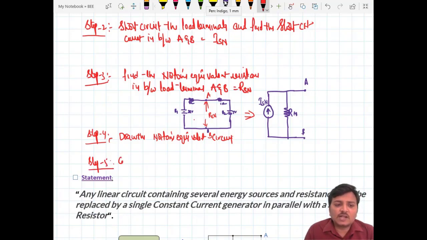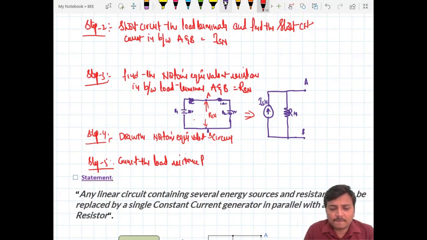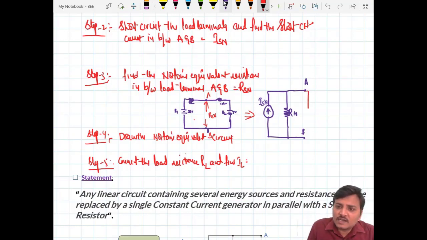Step 5. Connect the load resistance RL and find IL. So how can you find the IL value? First we'll connect the load resistance RL here. After connecting the load resistance, I want to find the IL value.